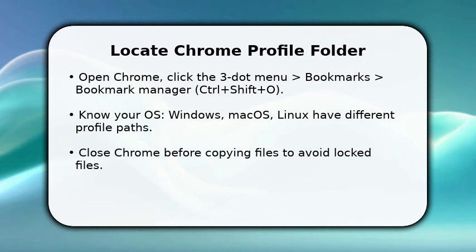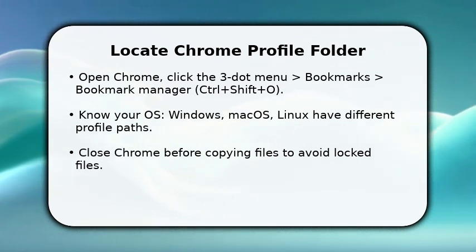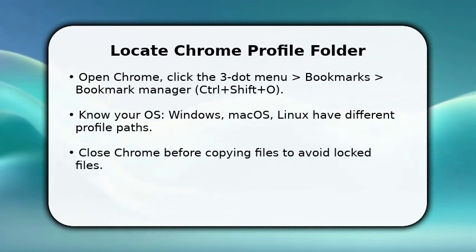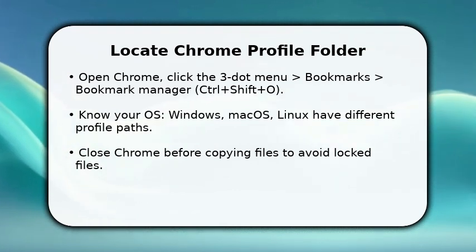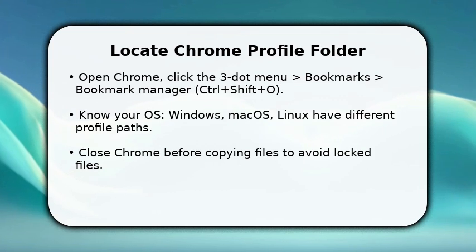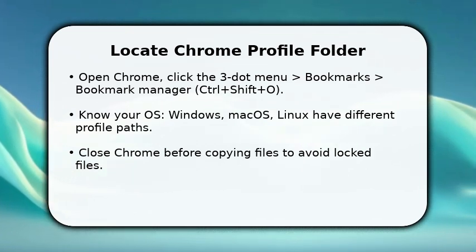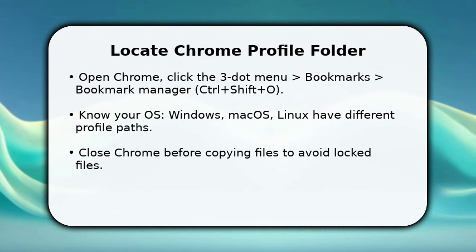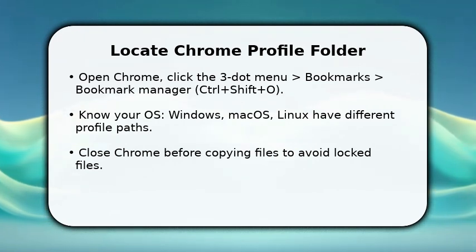On Windows, the path lives in appdata/local/google/chrome/user data. On Mac OS in ~library/application support/google/chrome, and on Linux in ~.config/Google Chrome. Once done, navigate to the correct profile folder, typically default or profile 1.